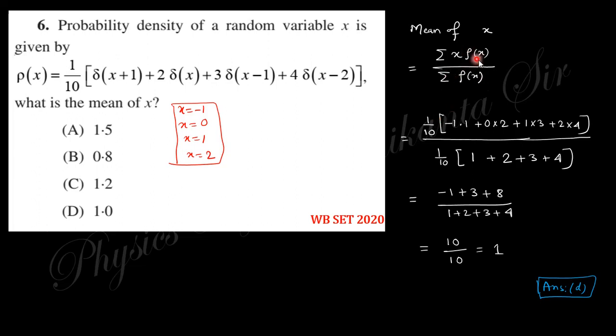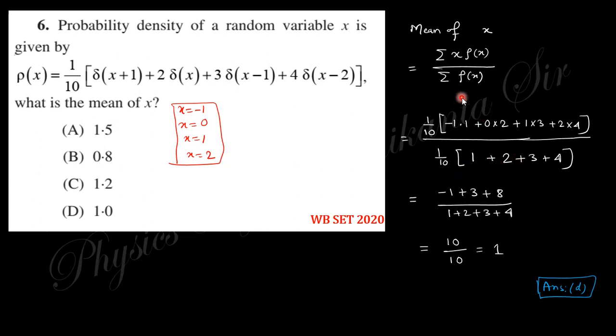So for the summation of x rho x, when we take x equal to -1, only this term is non-zero, the others are 0. That's why -1 into this one. When we take x equal to 0, this is non-zero, otherwise all are 0. So that's why 2 into 0. When we take x equal to 1, this is non-zero and the others are 0. So 3 into 1. And when x equals 2, this is non-zero, that is 2 into 4.